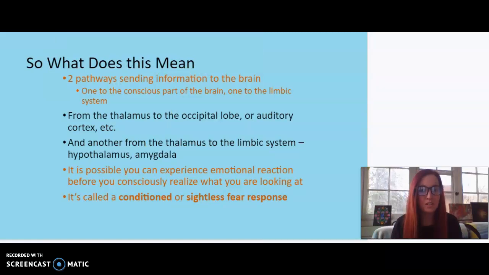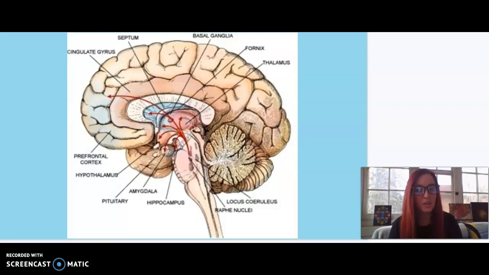So that's why we call this the sightless fear response that we have, because there are two pathways that are taking place in our brain at the exact same time. One to our occipital lobe, our auditory cortex, to our conscious awareness, and then the other part goes straight to our limbic system, to our hypothalamus, to our amygdala. Could set off the fight or flight response, could set off those emotional responses that we have as well. So that's kind of a cool piece of research that we have found when it comes to how we experience emotions physically.